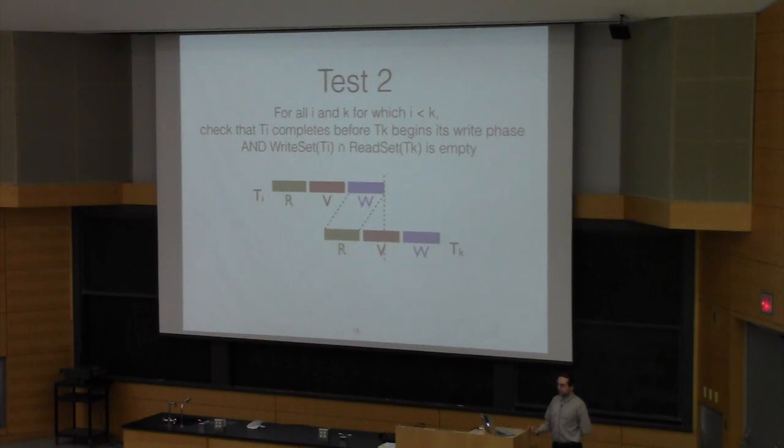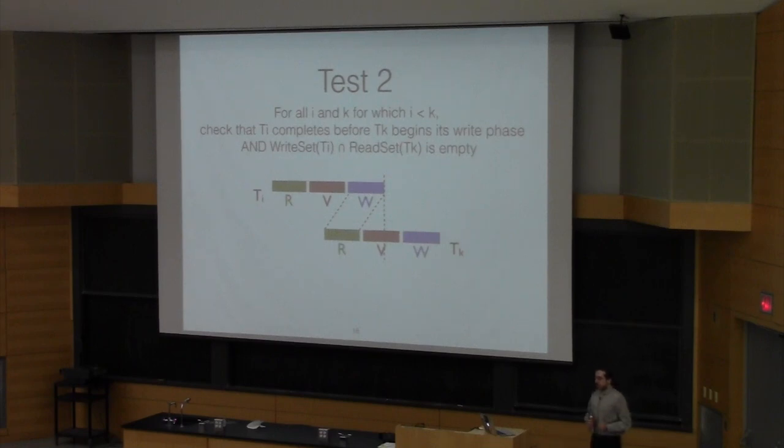So what's blocking us from moving TK earlier at this point? The write phase. So we can't allow the two write phases to occur at the same time. Why? Right. So if the two are manipulating the same object and the write phases occur at the same time, we don't know which of those writes is going to win out.